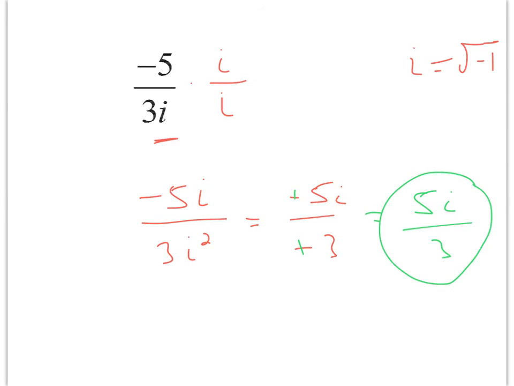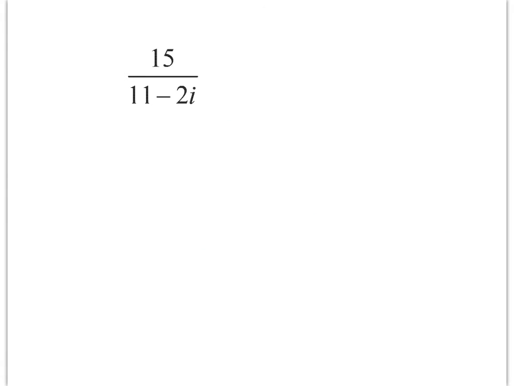Okay, in this one right here, we have 15 divided by 11 minus 2i, and 11 minus 2i is in the denominator of our fraction. Once again, we have an i in the denominator, so we need to rationalize. We're not going to do that by simply multiplying by i, top and bottom. That won't work. We need to multiply by what we call the conjugate of 11 minus 2i, which is 11 plus 2i. So we're going to multiply both top and bottom by 11 plus 2i.